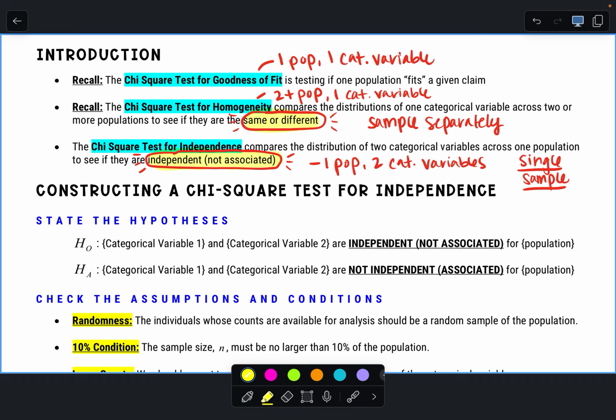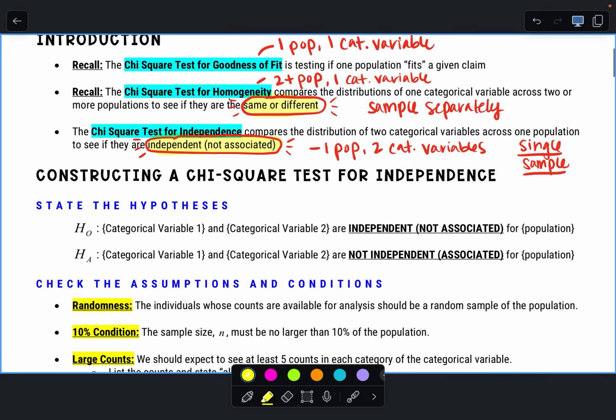But if you still just can't figure out after you've read the whole question which is which, look at, did they sample separately or did they take a single sample? Sampling separately is going to be your homogeneity. Single sample is going to be your independence. And everything else about these 2 tests, at least, the goodness of fit is kind of its own category. Everything about these 2 is identical, other than the null and the alternative.